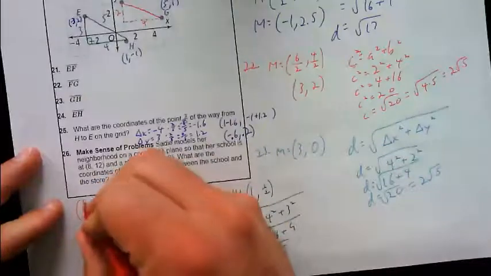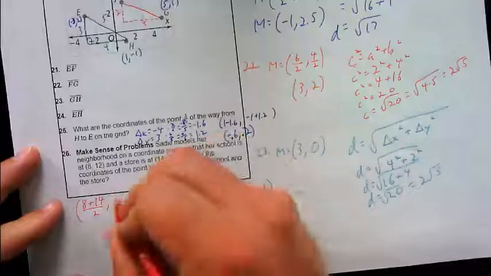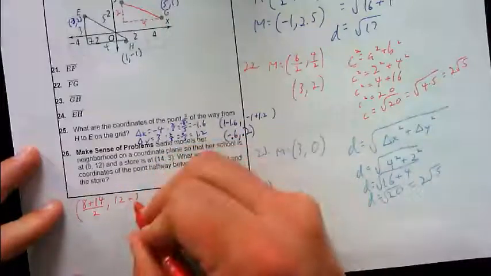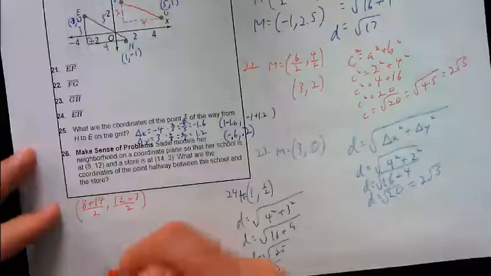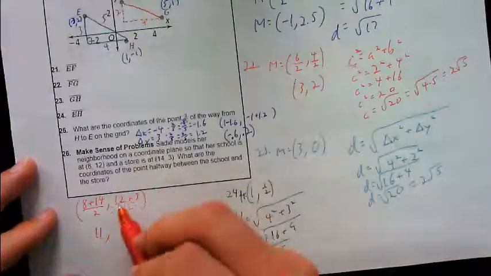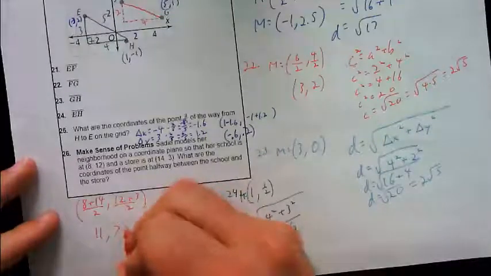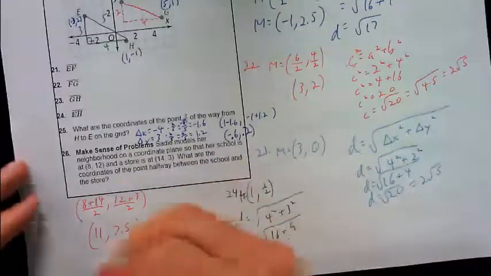So I'll show my work again this time. 8 plus 14 divided by 2, 12 plus 3 divided by 2. Again, average of the x's, average of the y's. Add those together, you get 22. Divided by 2, that's 11. 12 plus 3 is 15. 15 divided by 2 is 7.5. So that's our answer for 26.